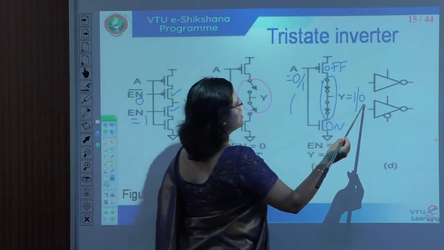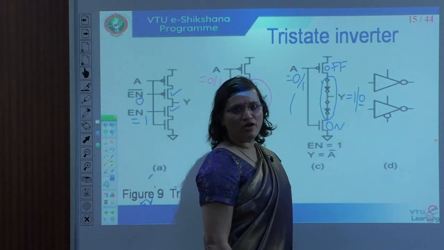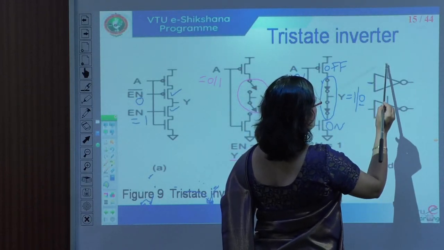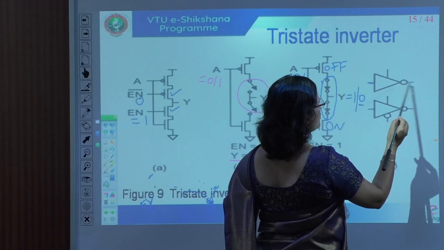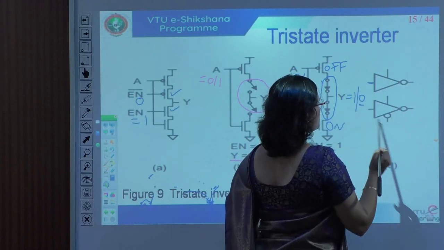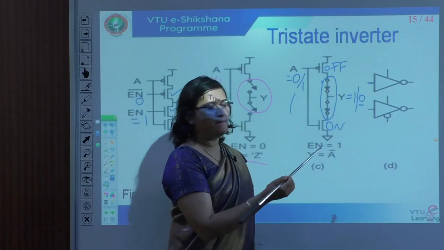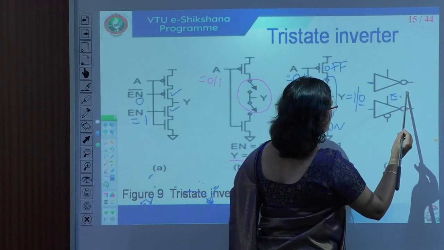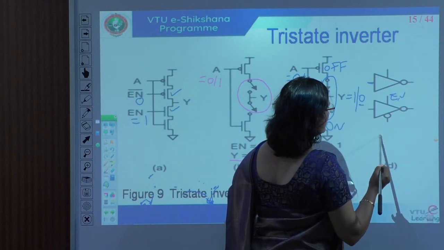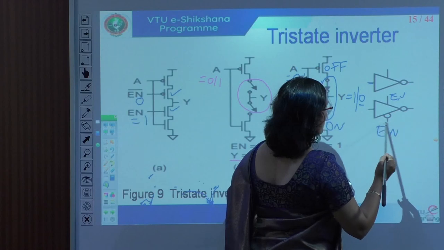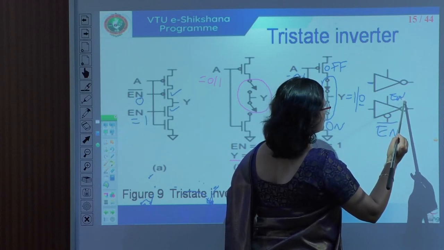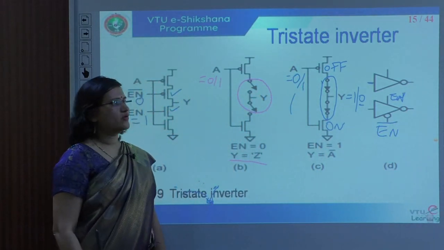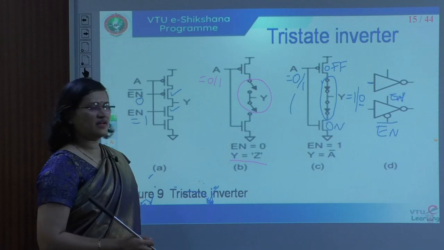Okay, so now what is the logic symbol of a tri-state inverter? You can see here, the input, one enable input, and this is an inverter symbol. Or you can also write it with the true and complementary enable signals, as here it has the enable and here it has enable bar. This is enable and that is enable bar. Okay, so that is the logic symbol of the tri-state inverter.